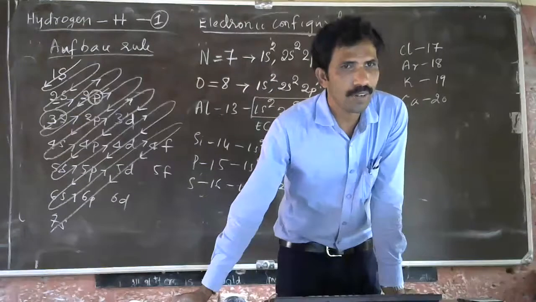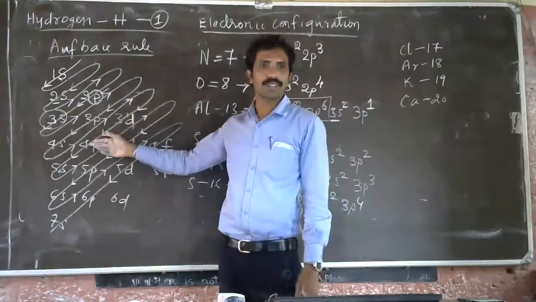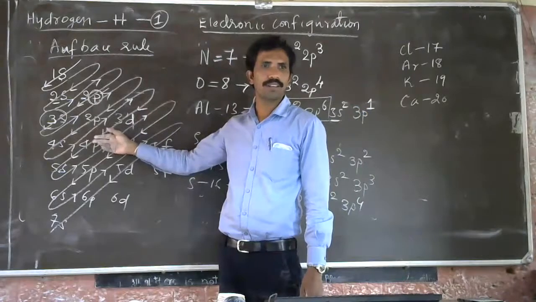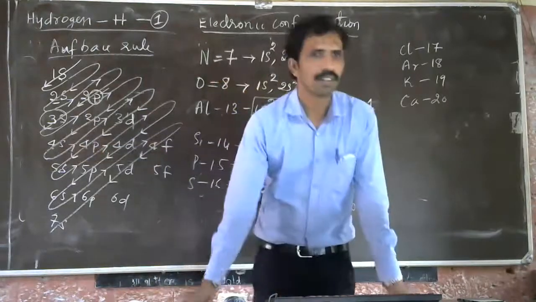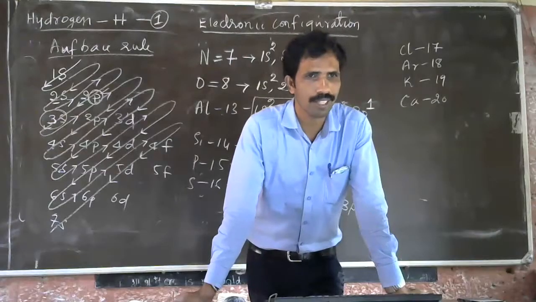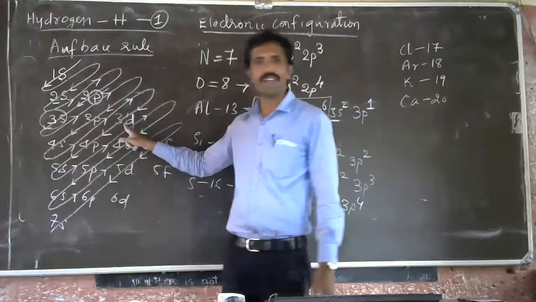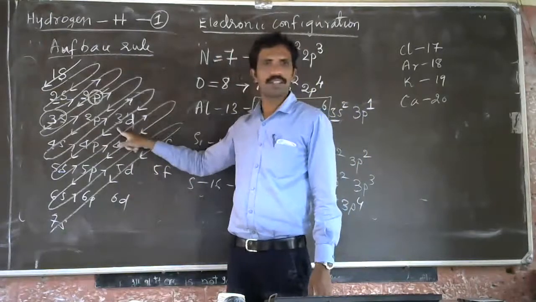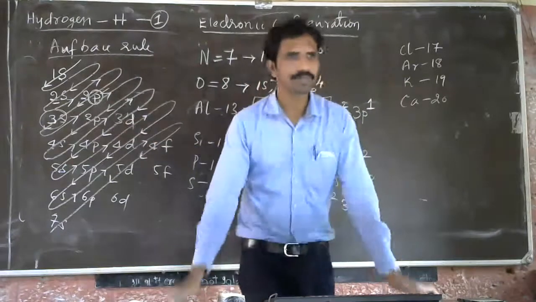Diksha, 3D will never come there. Follow this upper rule. Ready? After 3p, 4s comes; 3d does not come. Diksha, 3d will never come. It is 4s. There is a reason for that. 3d is a higher energy level. So here, in place of 3d, you write 4s.